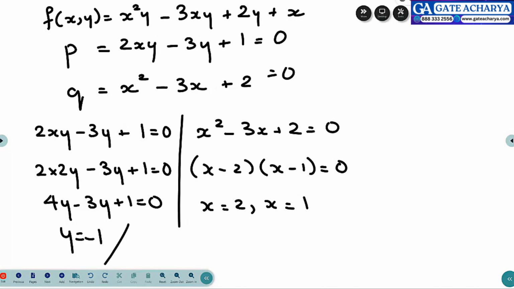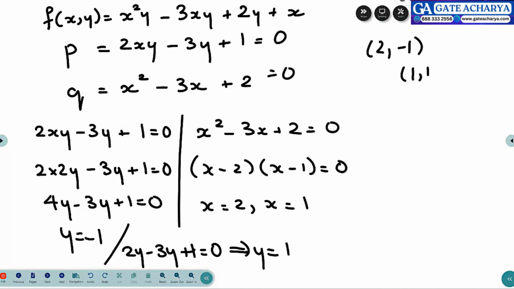If I put x equal to 1, what will happen? 2y minus 3y plus 1 equal to 0. So y is equal to what? What did I say regarding the points? The critical points that occur here are always a pair of x comma y. So how is the x comma y pair going to come? If x is 2, what is the value of y? Minus 1. If x is 1, what is the value of y? So the points are like this. Any doubts here?